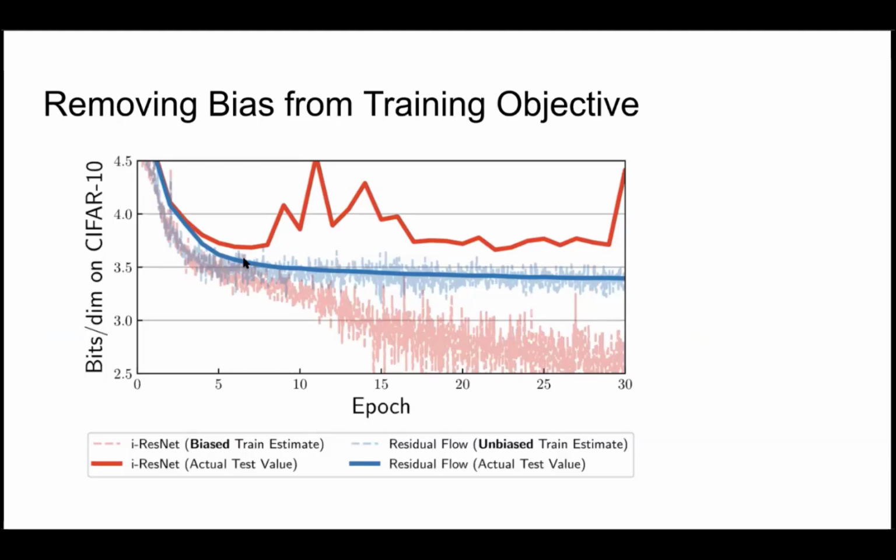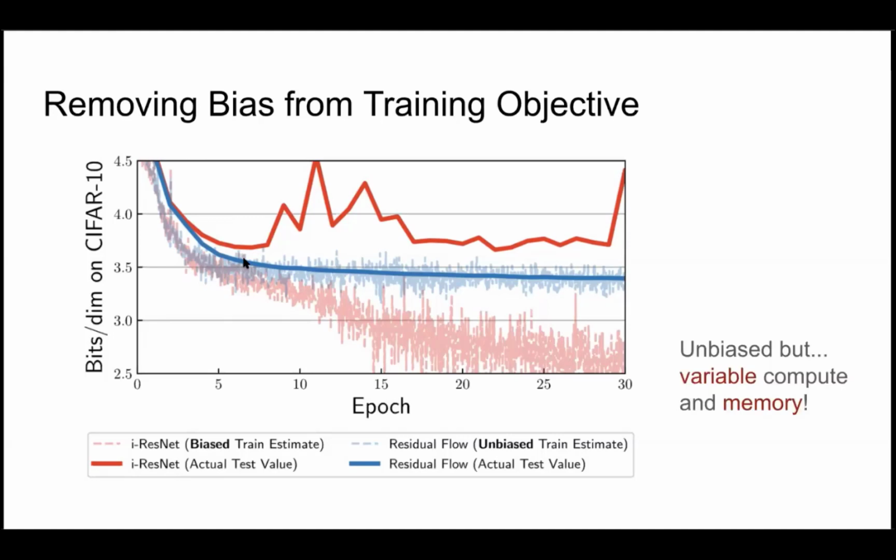And this log likelihood doesn't actually converge at all. This is not an effect of overfitting to the training data sets or anything like that. It's an effect of overfitting to the bias in the estimator itself. So in contrast, by using our unbiased estimator, the training is quite stable. It's the blue lines. And we can reliably train the model without having to worry about any sort of bias.